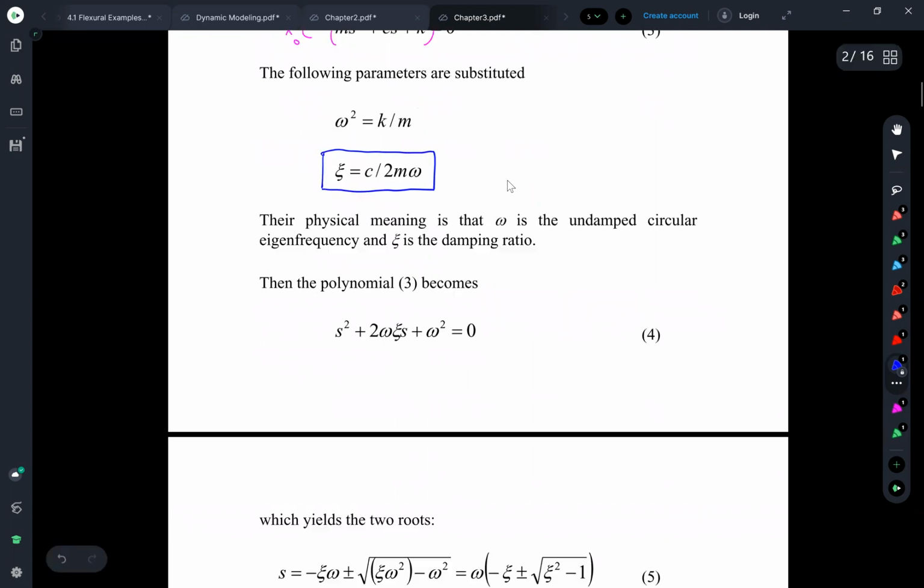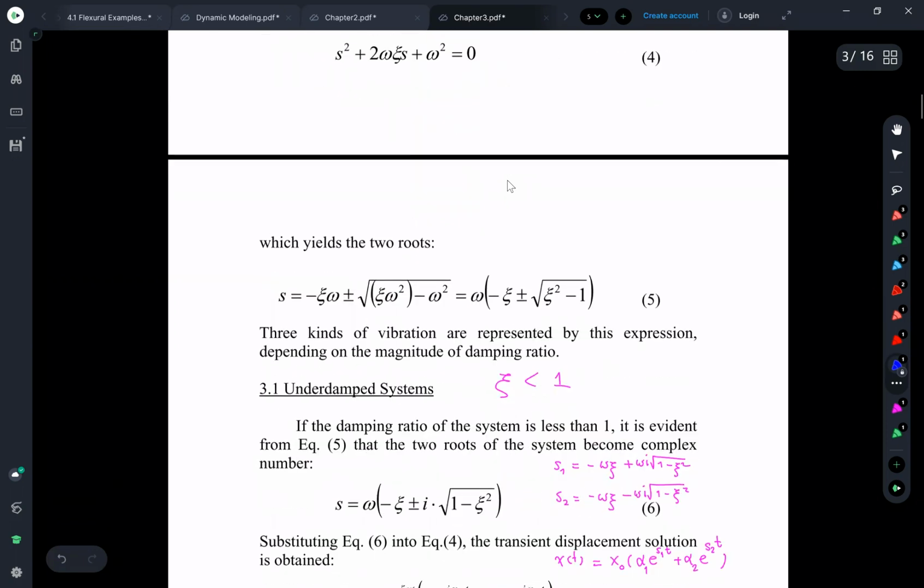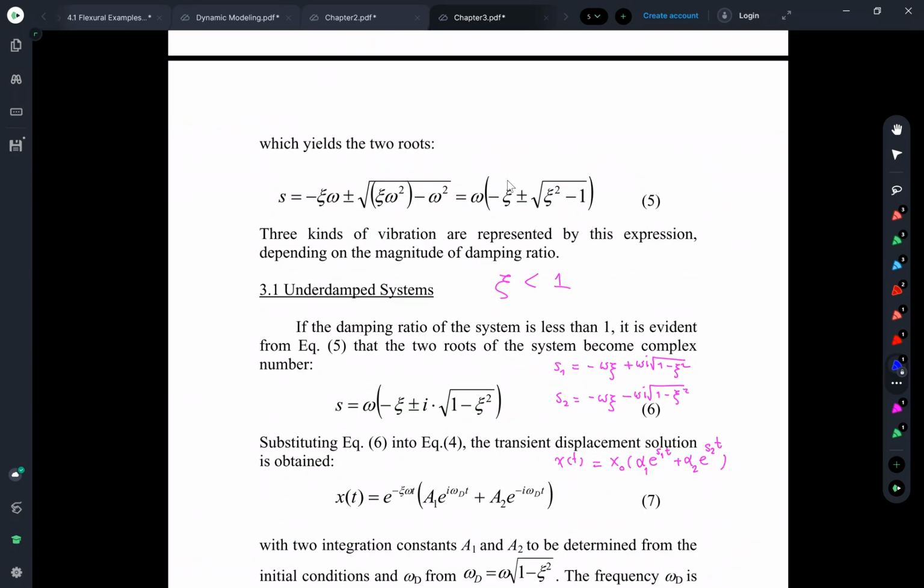Okay. And this is called the damping ratio. Most buildings have damping, and every building has a certain value of zeta. We look at this equation number 5 and we find that the first possibility we would like to explore is when zeta is a positive number and less than 1.